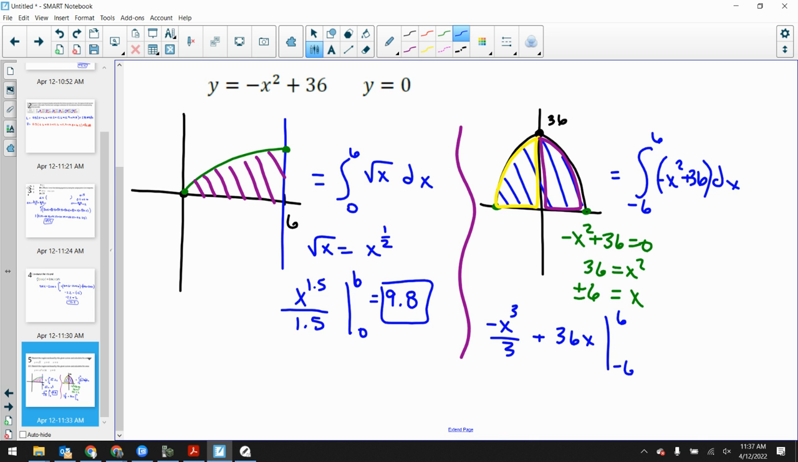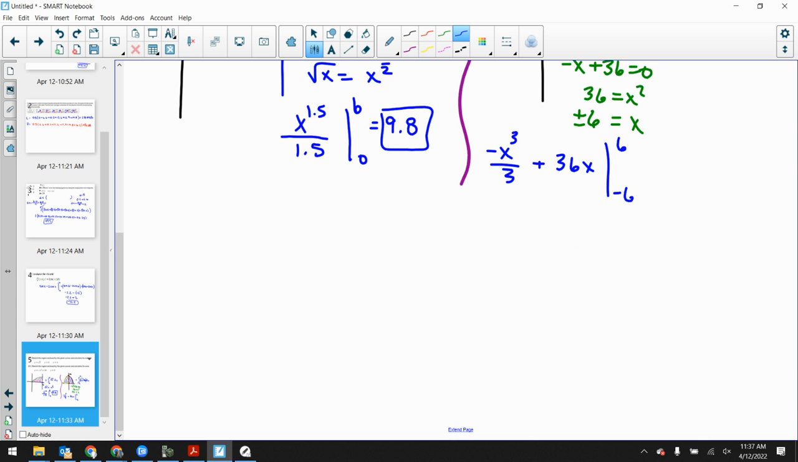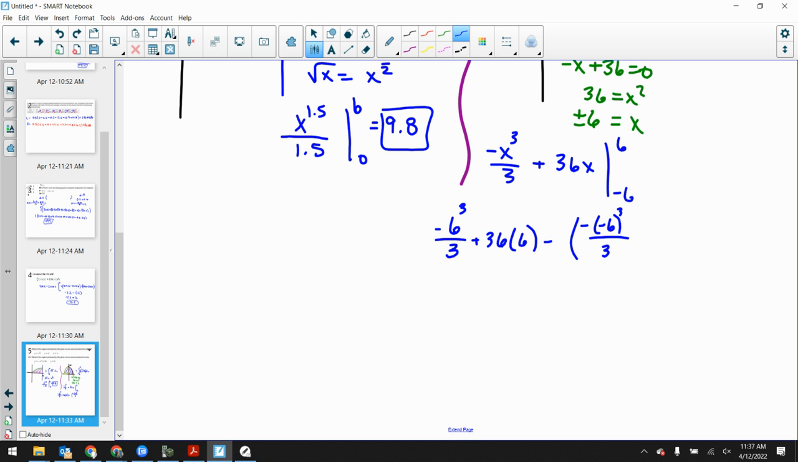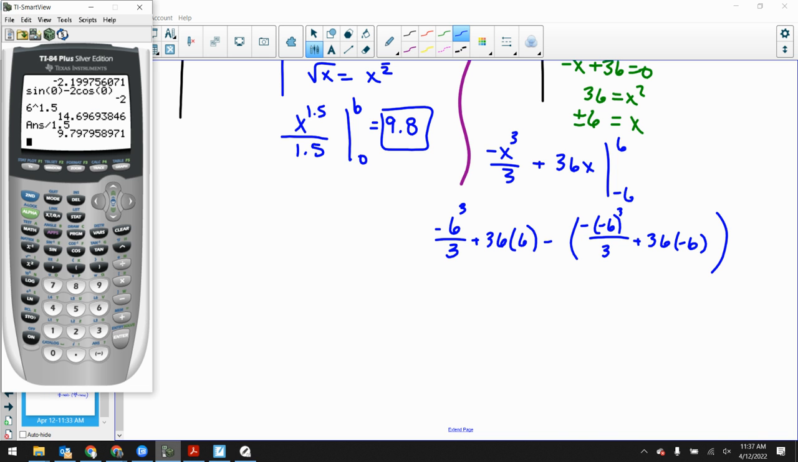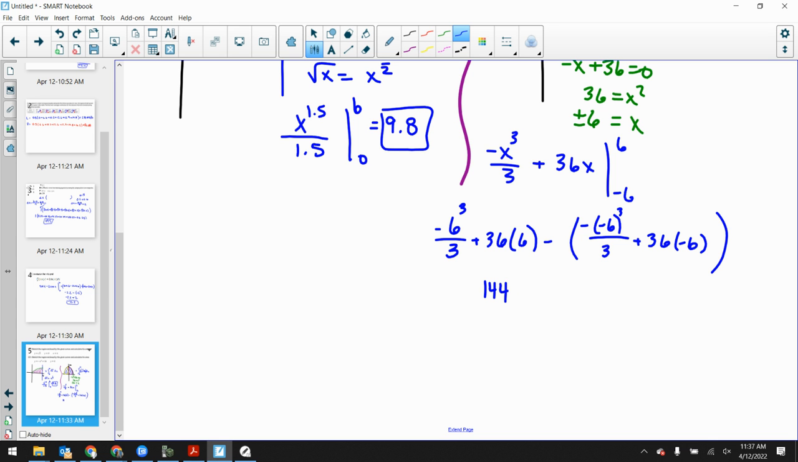So be careful with that. A lot of people always tend to say 0. It's not going to zero out. So this is going to be negative 6 to the third over 3 plus 36 times 6 minus negative 6 to the third over 3 plus 36 times negative 6. So we have negative 6 to the third divided by 3 plus 36 times 6, which gets me 144. So I'm guessing that the area is going to be 288.